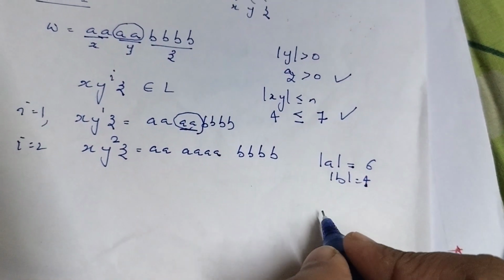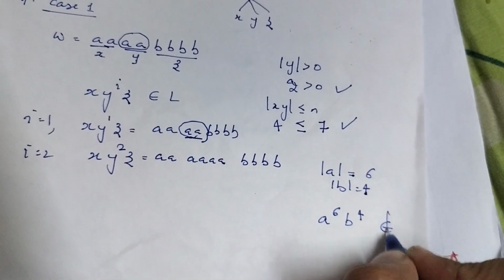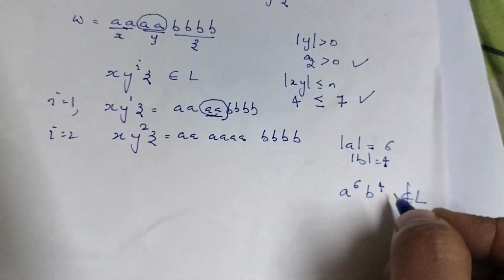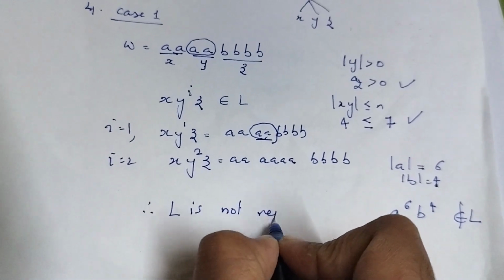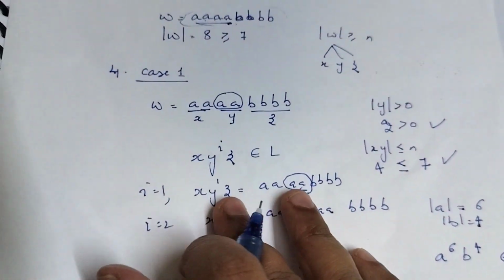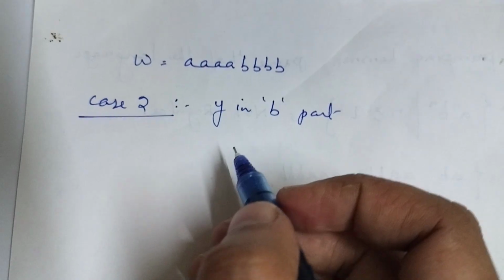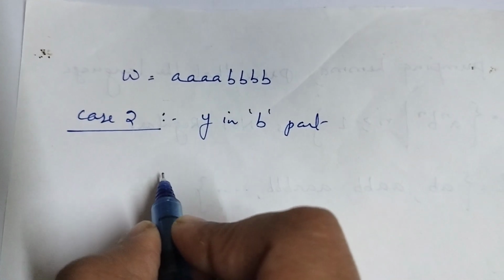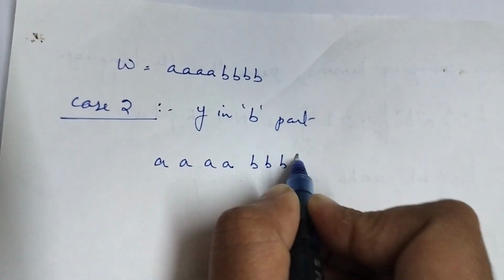Here it is a power 6, b power 4. So this does not belong to our language. So we can say therefore L is not regular. Now, if I am taking y in the b part, our string is a, b, b, b, b.